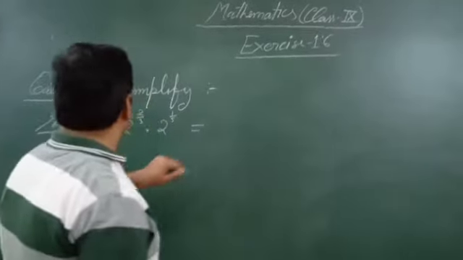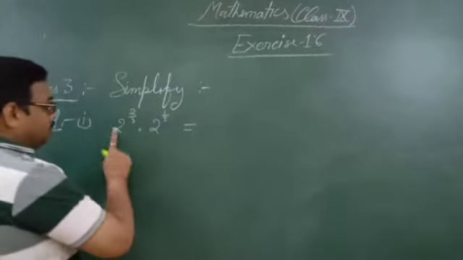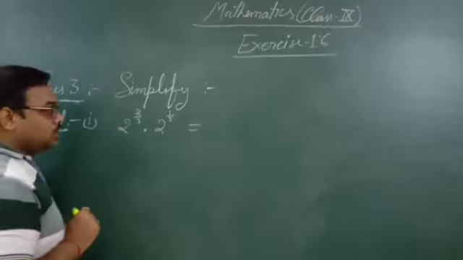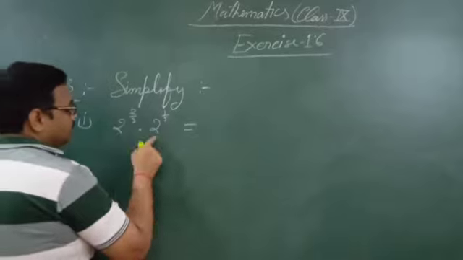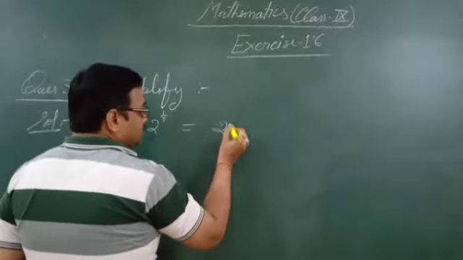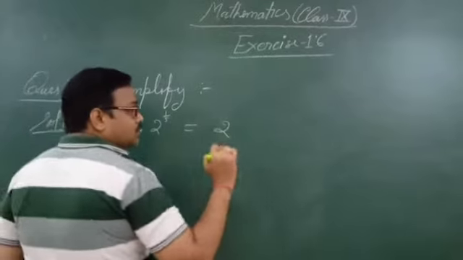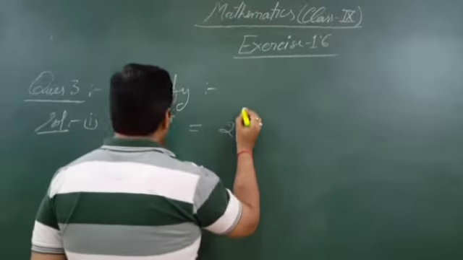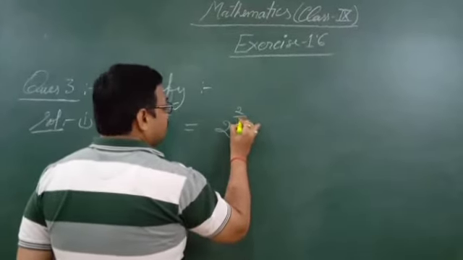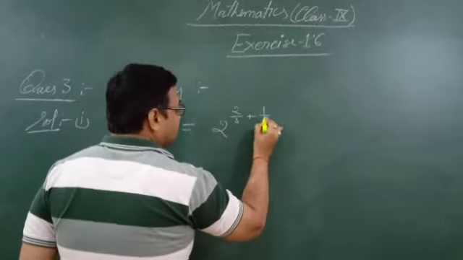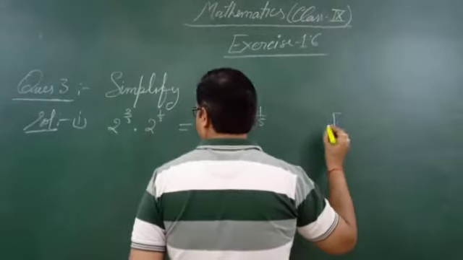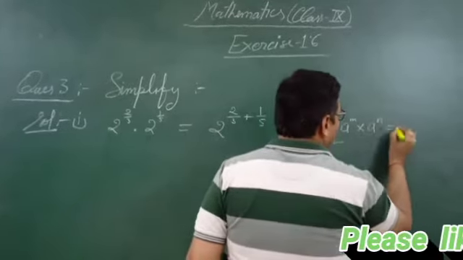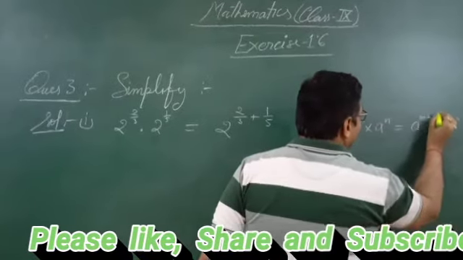Now the question number 3 of the same exercise. Here two numbers are given with different exponents, or you can say different powers, but the base number is the same. So here we will apply the first law of exponent: where the base is the same, the powers always add to each other. So we will write them with a plus, and here we will write the law of exponent that a to the power m into a to the power n is equal to a to the power m plus n.